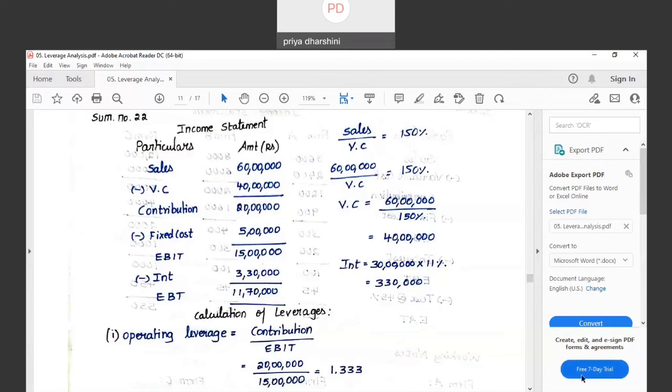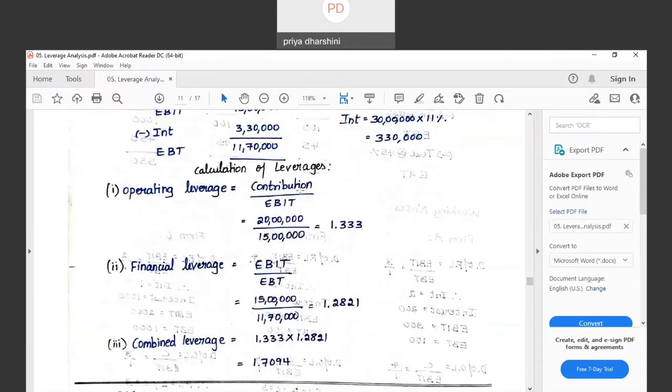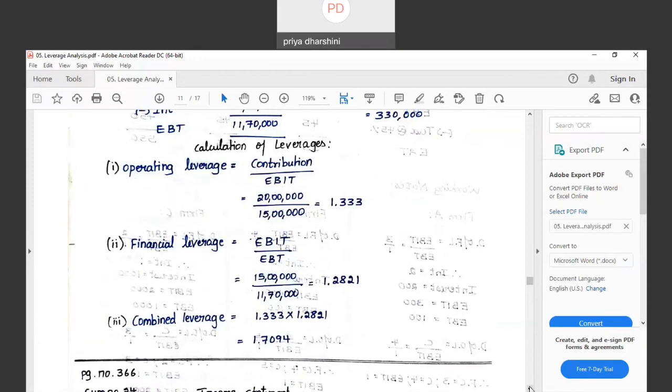What is the question? They are asking us to find operating leverage, financial leverage, and combined leverage. How do you find operating leverage? It is contribution by EBIT. From the income statement, how much was contribution? 20 lakhs. Divide by EBIT is 15 lakhs. This will give us operating leverage. What is financial leverage? It is EBIT by EBT. So it is 15 lakhs divided by 11 lakh and 70,000. Then combined leverage. You can measure it in two ways. Either it is operating leverage into financial leverage, or it is contribution by EBT. Both will give you the same answer. Hence you find combined leverage as well. Is this sum understood?